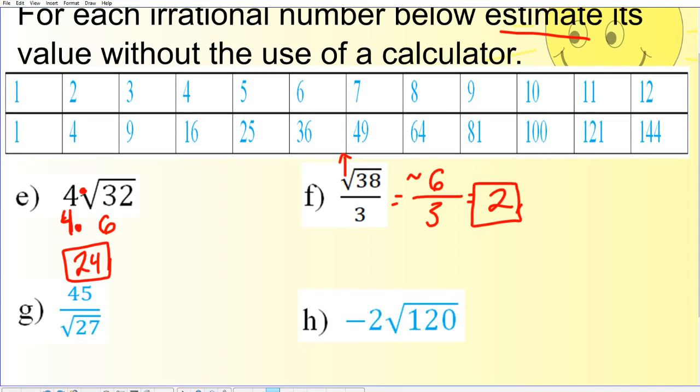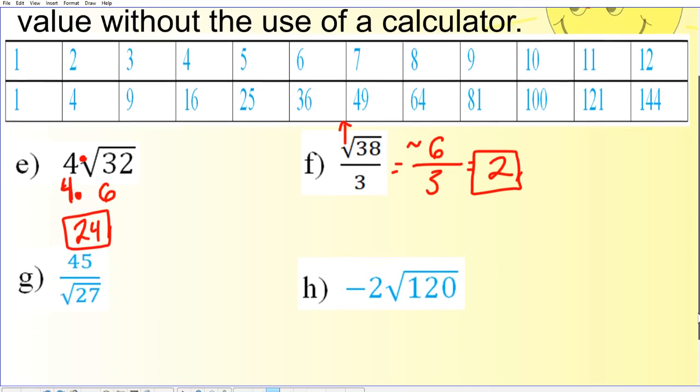Okay, here are 2 for you to try. Letters G and H. If you could, please go ahead and pause the video. Try these 2 on your own. When you're ready to continue, hit play, and we'll go through it together. All right, letter G.